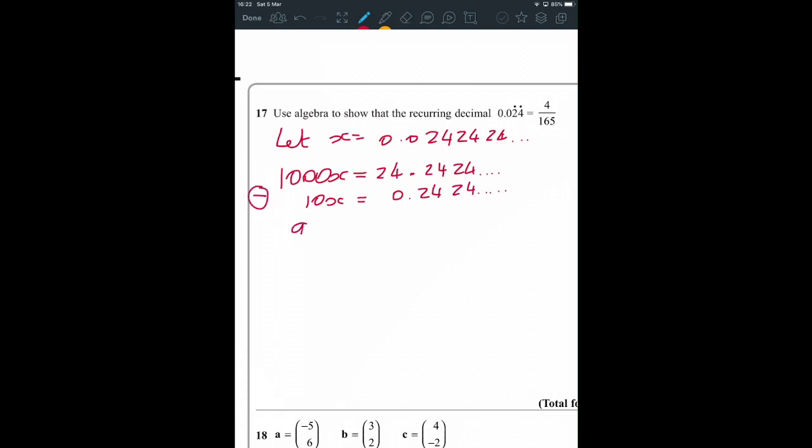Subtracting these two statements, 990x is 24, and all the decimal places disappear. That was the point of that technique. So x is 24/990, and I'm hoping that this simplifies, and I'm going to tell the examiner what I think the simplification is going to be. It's a divide by 6 on the top, and if I check in my calculator, 990 divided by 6 does indeed give the 165 for the denominator, and I'm sorted.